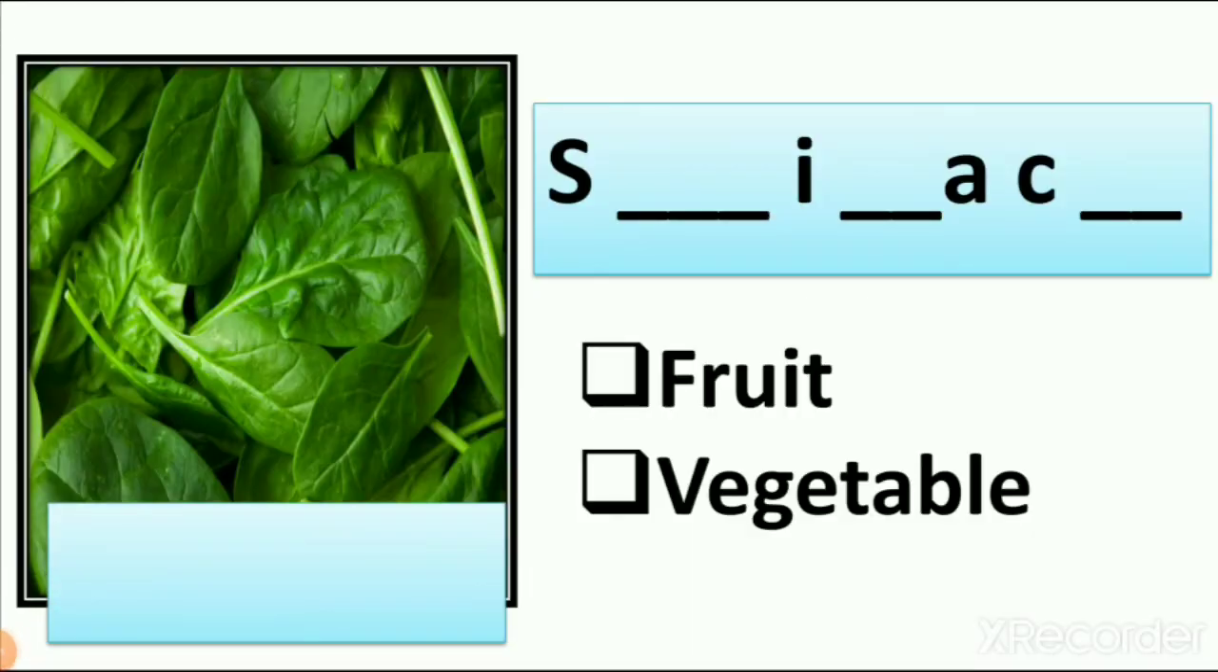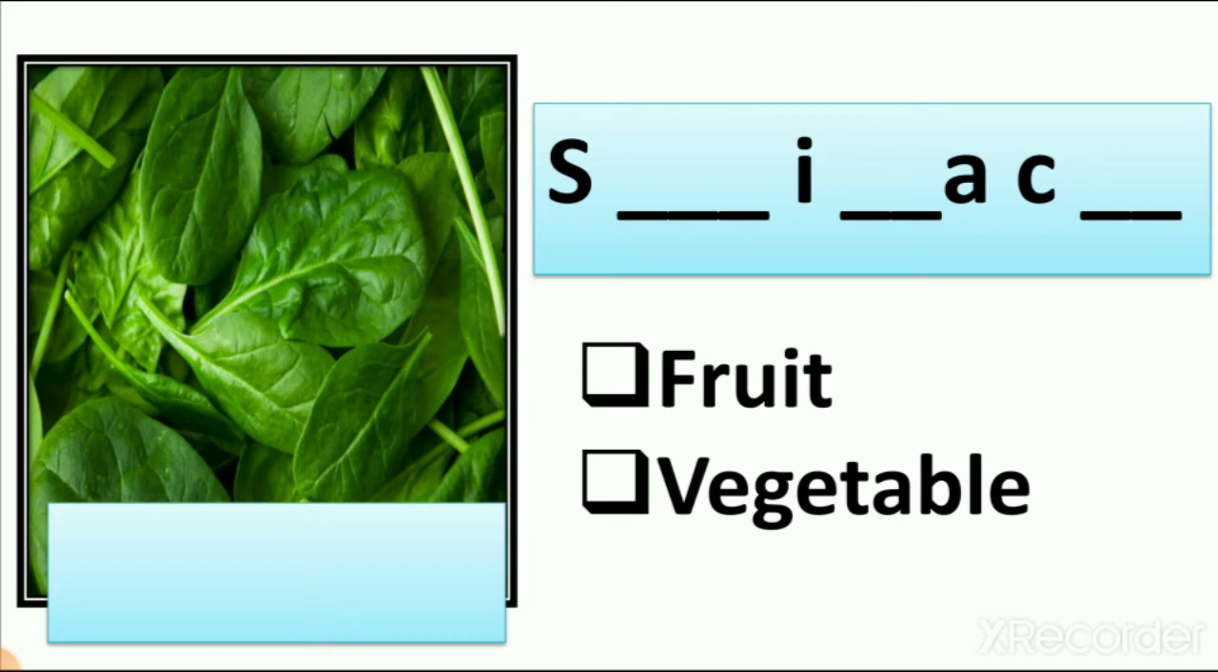Here is the next food. It looks like a leaf and we eat it in our food also. It is very healthy food. Let's see which food it is. It is spinach. We learn about this in the lesson on parts of the plant, where we eat the leaf.